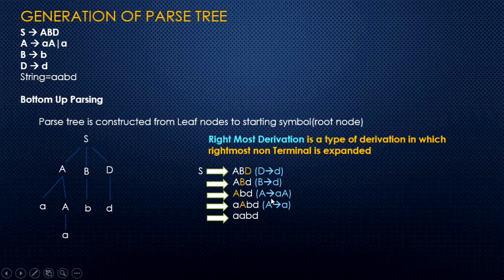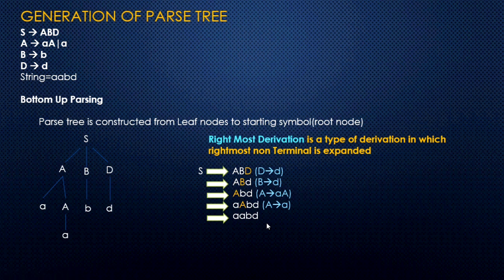Now when we move to the left, we have another non-terminal, A. A tends to small a, so A is replaced by small a. Now when we move from the right towards the left, only one non-terminal is there, so A is replaced by small a, and you will get the answer AABD.